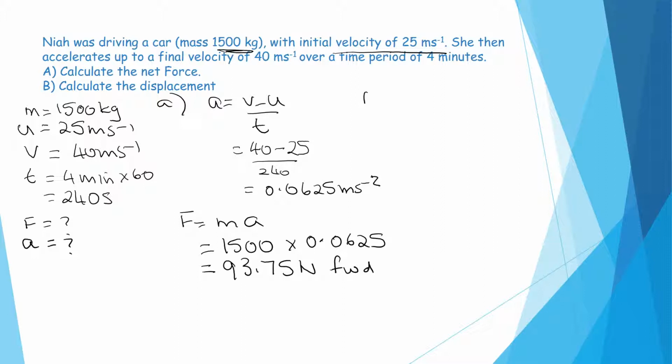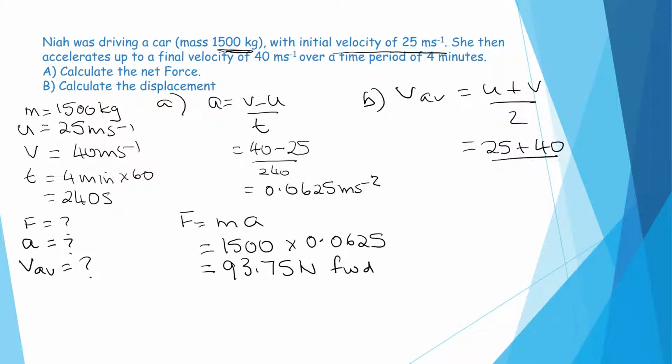Okay, part B. Calculate the displacement. Now to find a displacement, we need a V average. And if I look at this, to calculate a V average, I need an initial and a final velocity, which I've actually got. So I'm going to go V average equals U plus V divided by 2. This is equal to 25, add 40, divide by 2, which is equal to 32.5 meters per second.